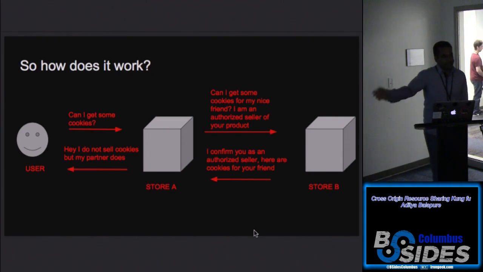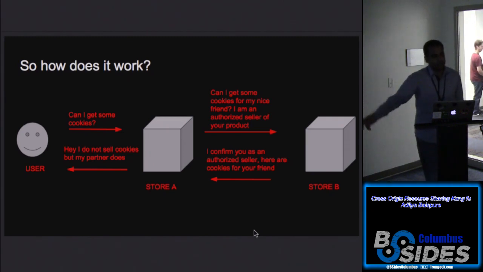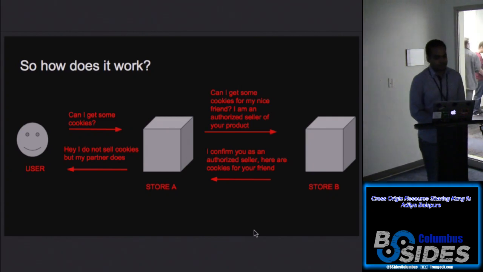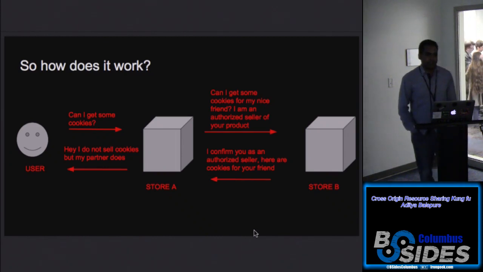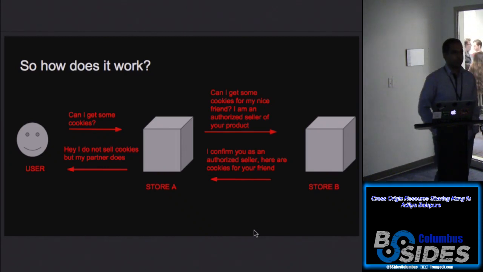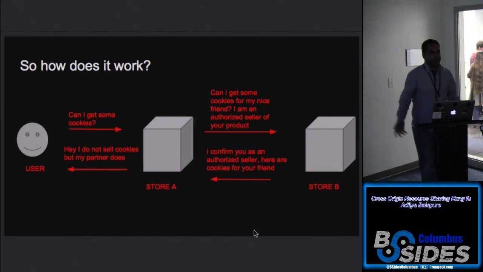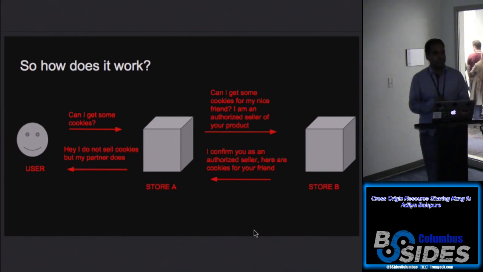Store A asks for those particular cookies on behalf of the user: "Hey, can I get some chocolate cookies from a nice friend? And I'm an authorized seller of your product. You can go back and check." Store B says, "Hi, thanks for coming in," and goes back and checks whether he's an authorized seller. Once he checks that yes, he's an authorized seller, he sends back to the user some chocolate cookies, and everyone's in a happy state because the user got his chocolate cookies. Store A was able to fulfill the request.